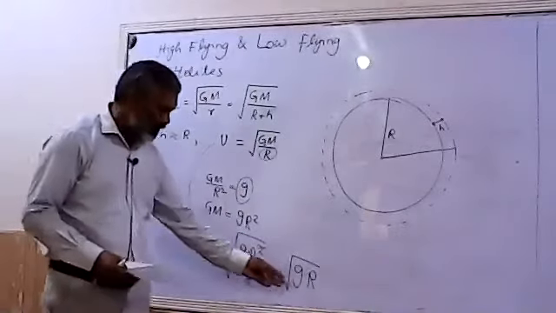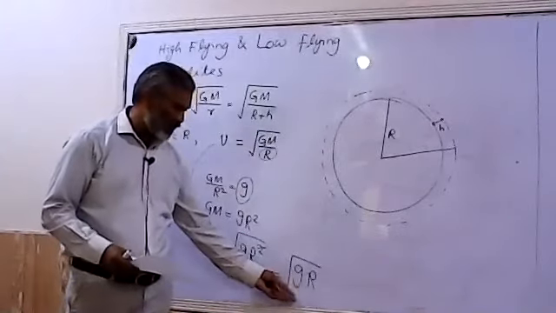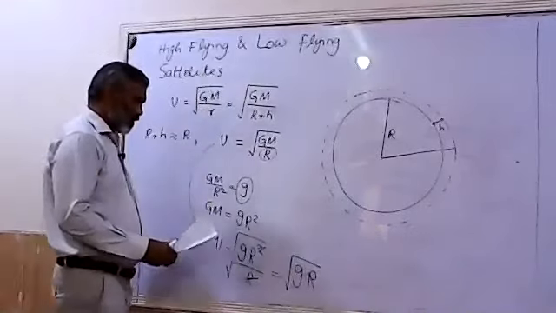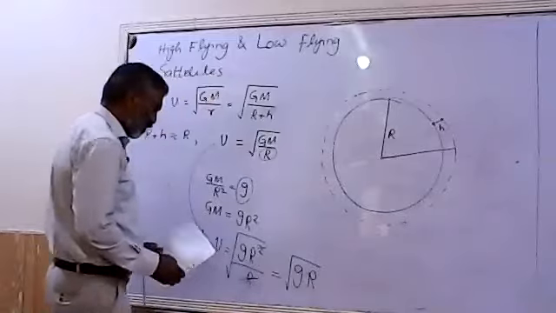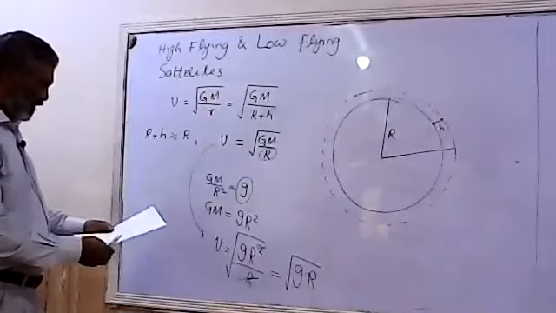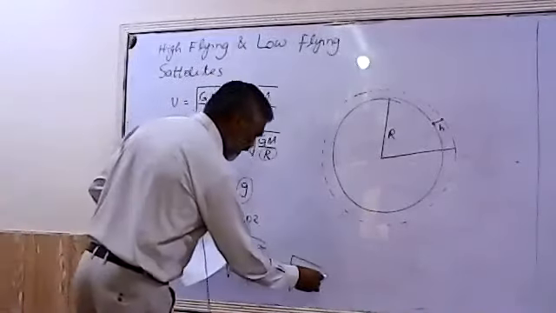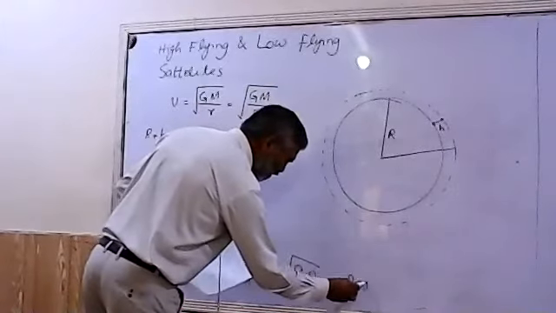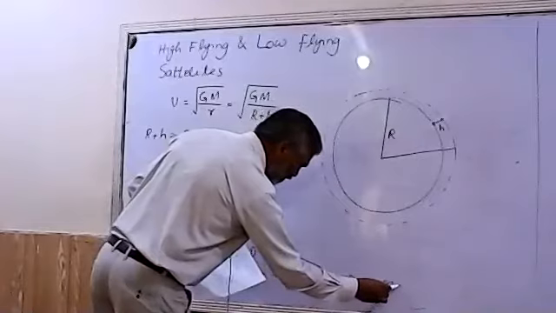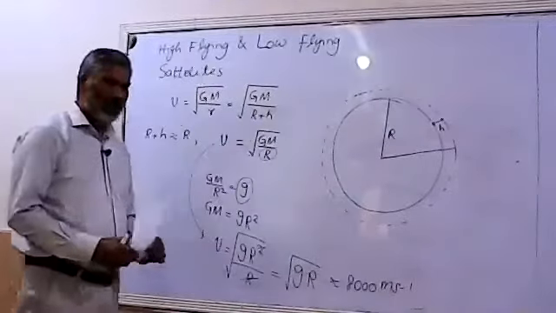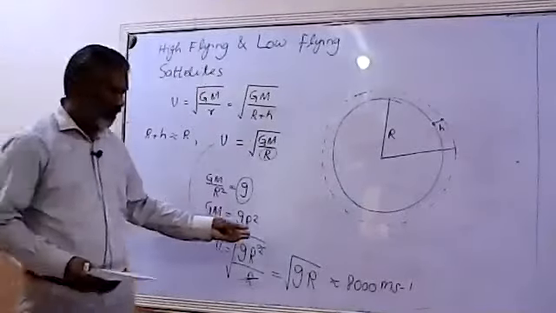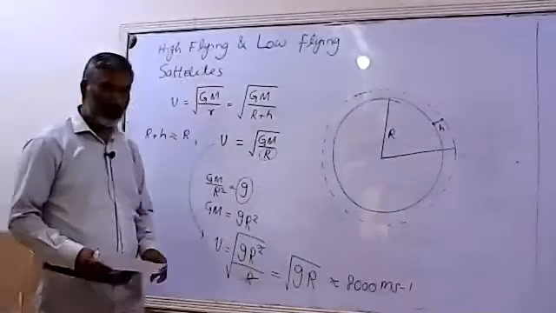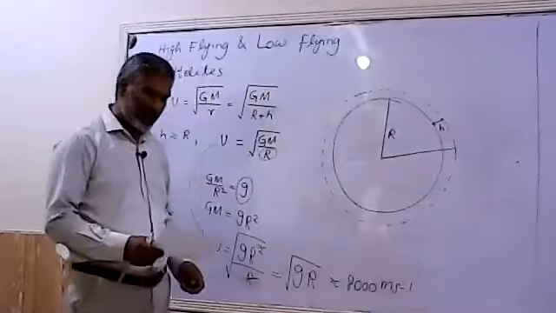If I know this value 9.81, I know this value of the radius of the Earth, we can work out the value for this orbital speed, and in this case it becomes 8,000 meter per second, which was only 4,500 meter per second for the high flying satellite. So this is almost twice as large a value.